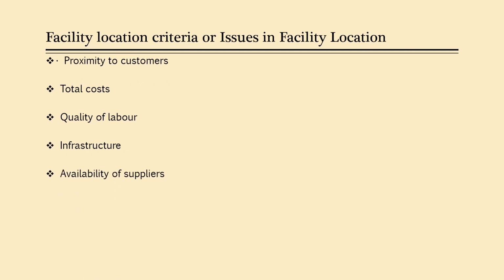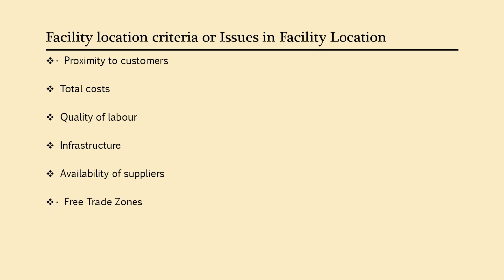Availability of suppliers is another factor which decides the facility location. For manufacturing facilities, proximity to suppliers, raw materials, components, or other inputs is important to minimize the transportation cost, and it will ensure a smooth supply chain. Access to reliable and cost-effective suppliers can improve operational efficiency and competitiveness.